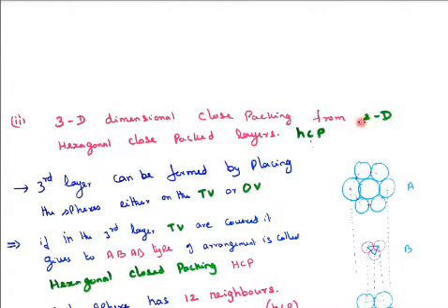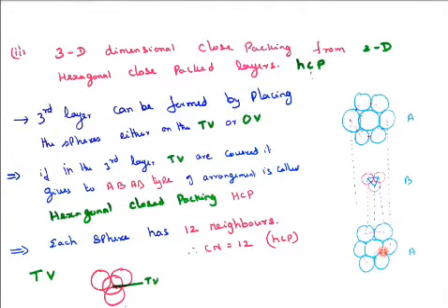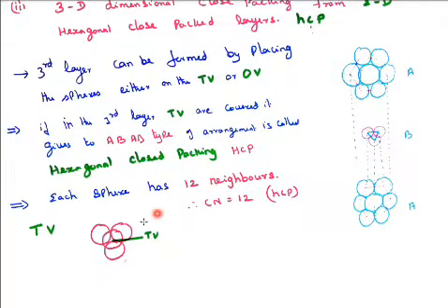3-dimensional close packing from 2-dimensional hexagonal close packed layers is called HCP. Here on the top there are 6 atoms and at the bottom also 6 atoms, so 6 by 6 are in contact with each other. The coordination number is 12. This is called A, and this is trigonal and this is hexagonal. The third layer can be formed by placing the sphere in either the tetrahedral void or the octahedral void. So A type, B type, another A type. This is called AB type arrangement, called HCP. 4 atoms are in contact and the void produced is called a tetrahedral void. Here the coordination number is 12.